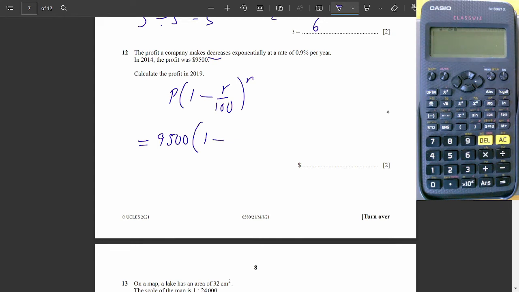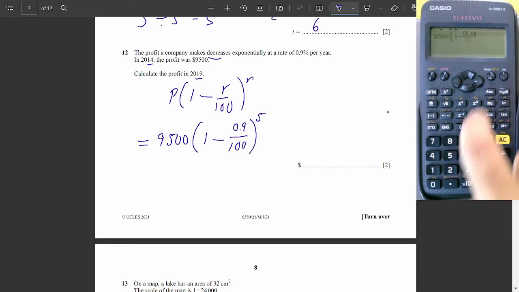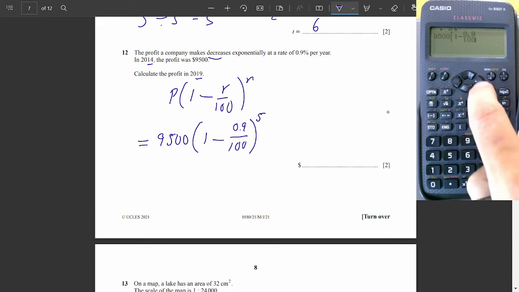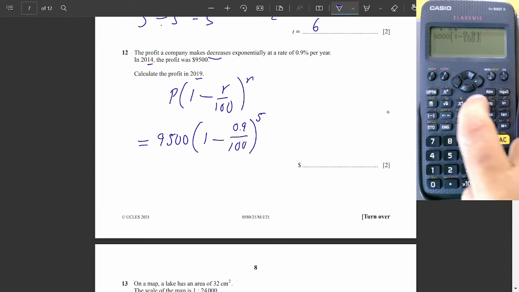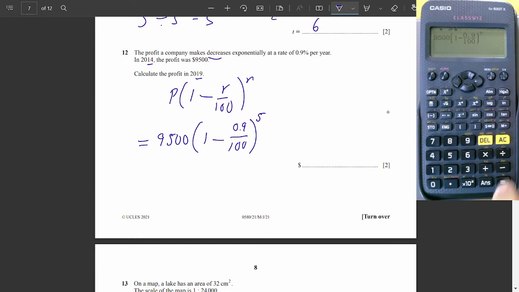1 minus the rate is 0.9 over 100, close the bracket, and the time from 2014 to 19, of course, is 5 years. So let's put that into our calculator. 9500 bracket 1 minus fraction 0.9 over 100. Use the side arrow, bracket to the power of 5, and there we get an answer, 9,080.12, etc. 3 significant figures is 9,080.